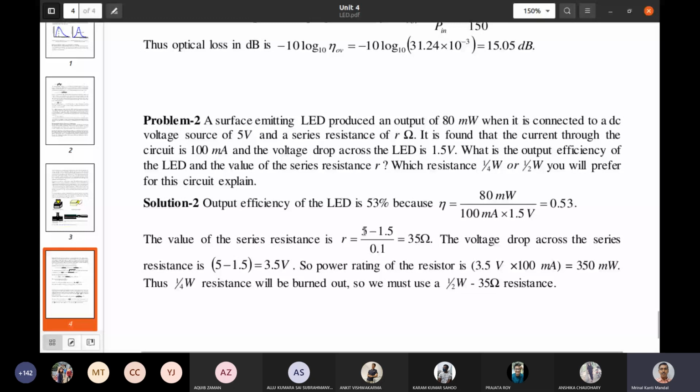The voltage drop across the series resistance is 3.5 volt. So the power rating of the resistor is 3.5 volt times 100 milliampere, so 350 milliwatt. Thus a 1/4 watt resistance will burn out. If the resistor consumes a power of 350 milliwatt and it is 1/4 watt, then that resistance will be burned out and the circuit will be damaged. So that is why you must use a half watt resistance for this purpose. Can you understand?